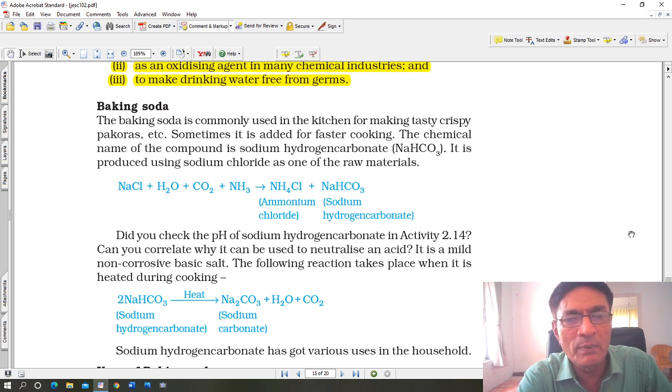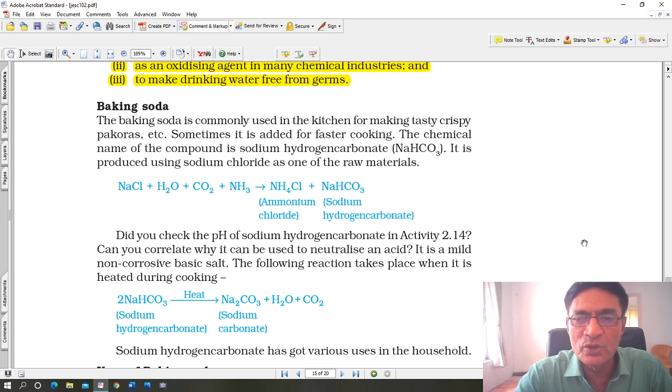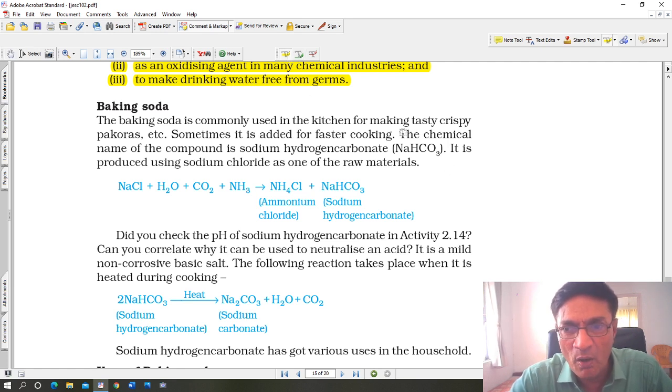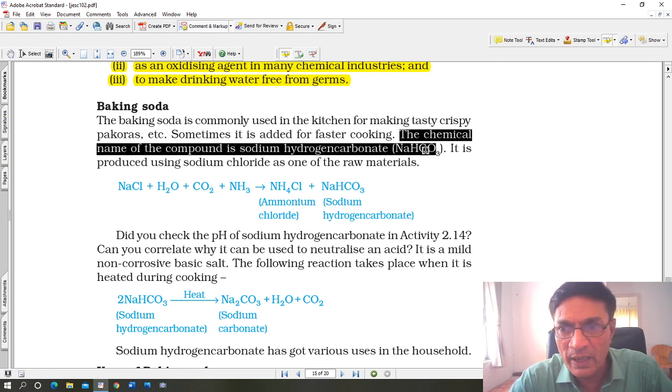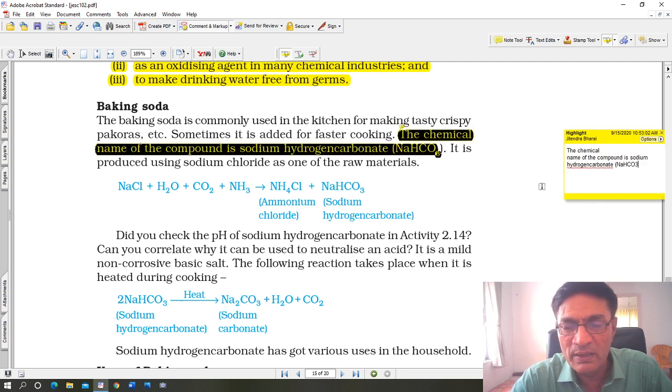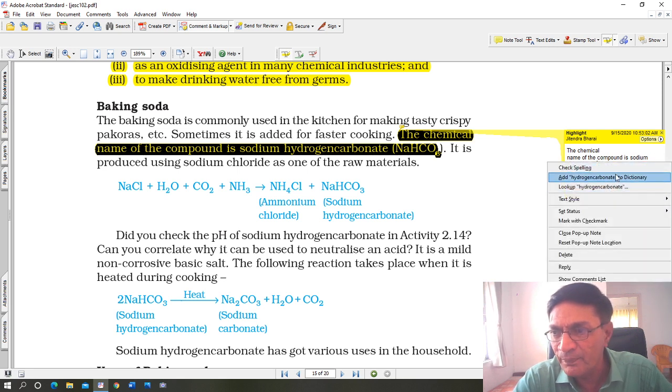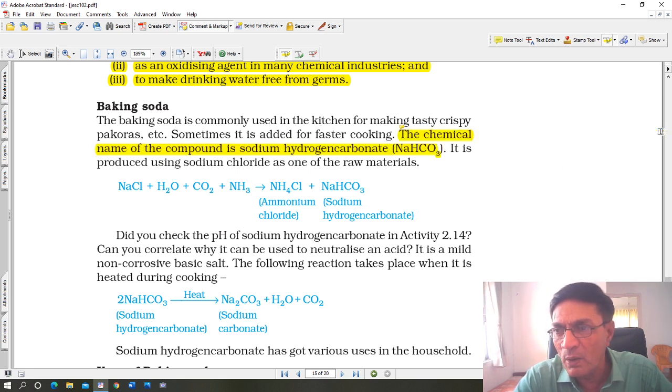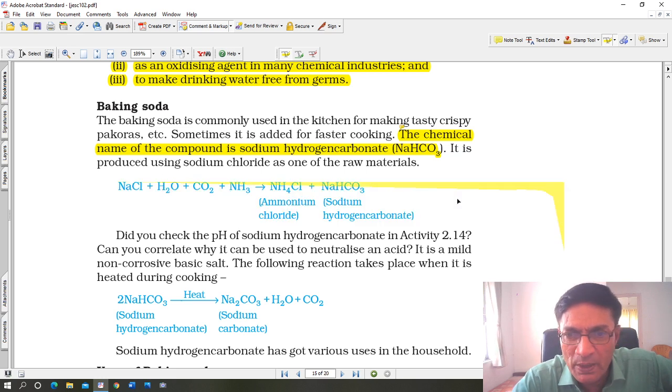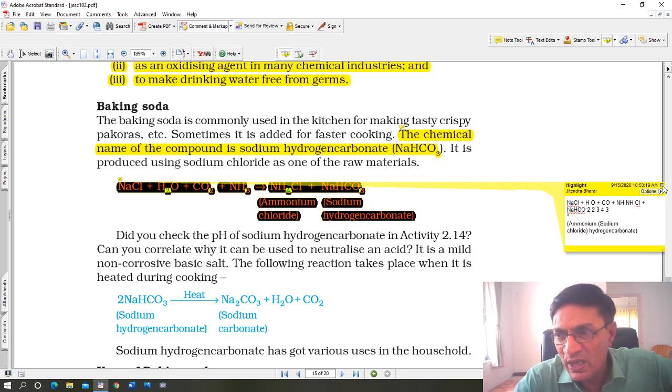The chemical name of the compound is sodium hydrogen carbonate or sodium bicarbonate. Okay, this is the chemical name of baking soda, NaHCO3. It is an important compound, and it is produced using sodium chloride, NaCl, as one of the raw materials. Now this is what you should be learning. If you don't learn this, then you have a problem.